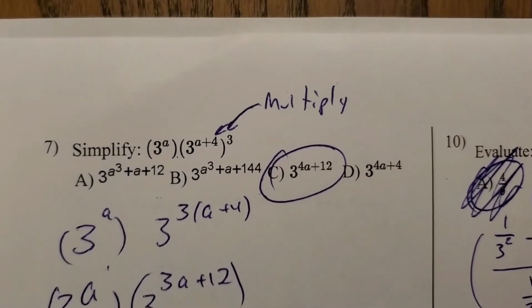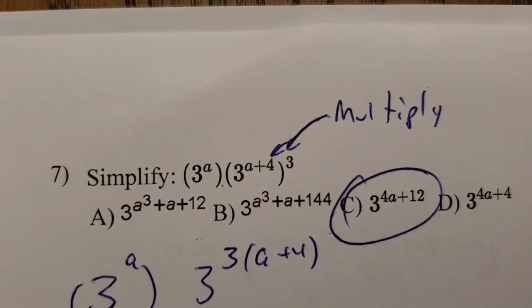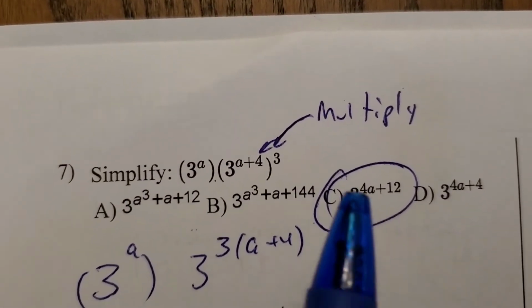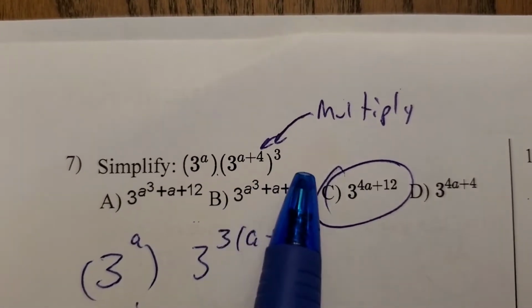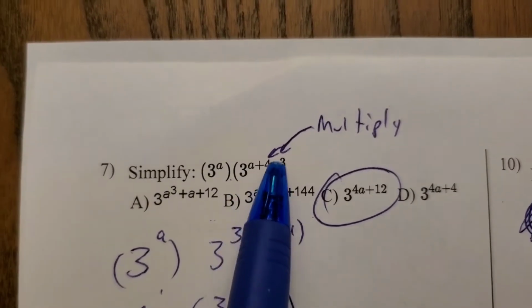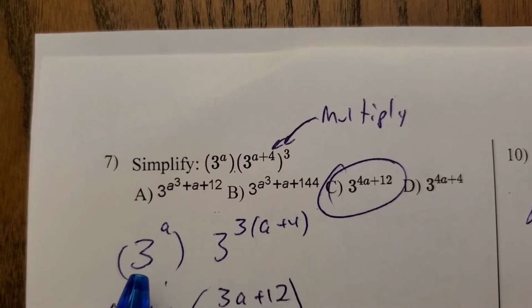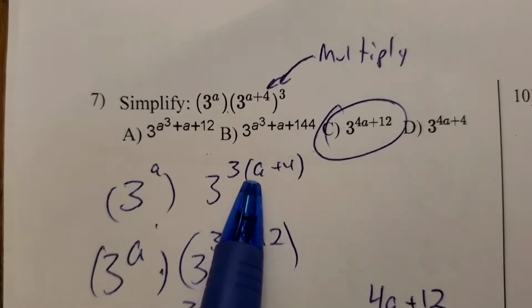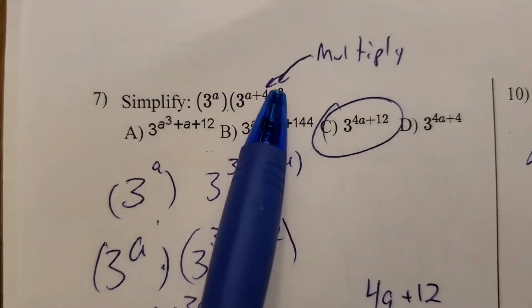For number 7, we have 3a times 3a plus 4 raised to the 3rd power. So in this one, only the 3 to the power of a plus 4 is being raised to the 3rd power. So we multiply. When you have a power raised to a power, you multiply them. So we keep this 3 to the a times. It becomes 3 to the 3 times a plus 4, because it's power to a power.